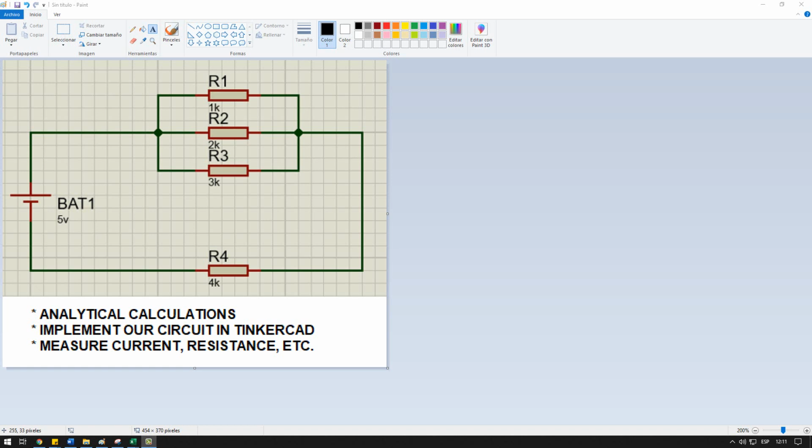Hi everyone, in this case we have a nice exercise where we can practice our analytical implementation skills. I've got here 5 volts as an energy source. I've got 4 resistances R1, R2, R3 and R4, each one 1 kilo ohm, 2 kilo ohm and so on. As you can see below, I first have to make the analytic calculation for this circuit. Next I will implement the circuit in Tinkercad, and finally I'll measure the current, resistances and so on in our circuit. And without any more to say, let's start.